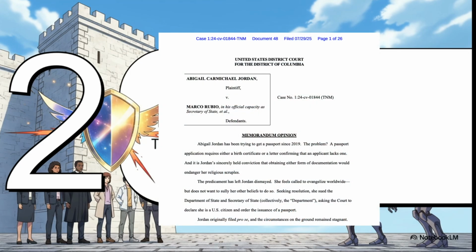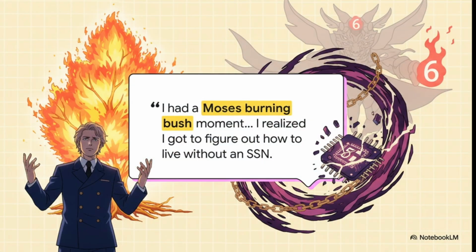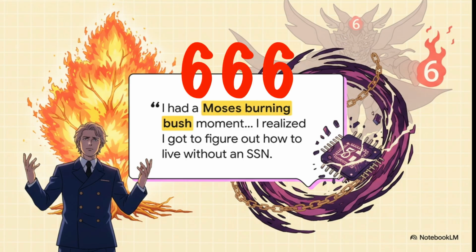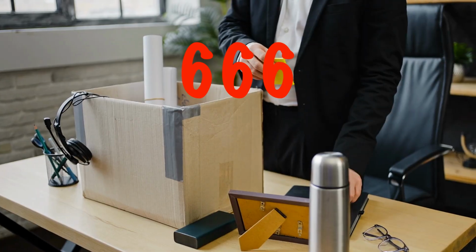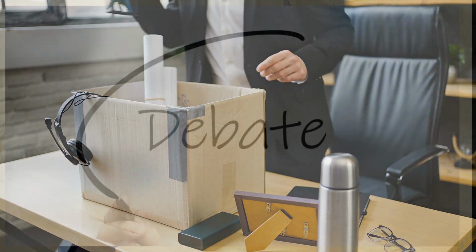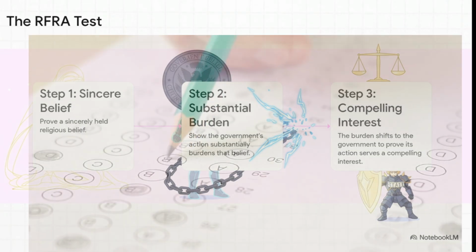This is where we meet David Carmichael, the father behind the Abigail Jordan case. His journey started way back in the Navy, where he had what he calls a Moses burning bush moment. He just couldn't square the government's demand for a universal number with his religious conviction that it was way too close to the number of the beast. So he decided he had to live without it, even if it meant losing his career, his retirement, literally everything. For him, this wasn't some academic debate. This was real. And this brings us to the RFRA test.